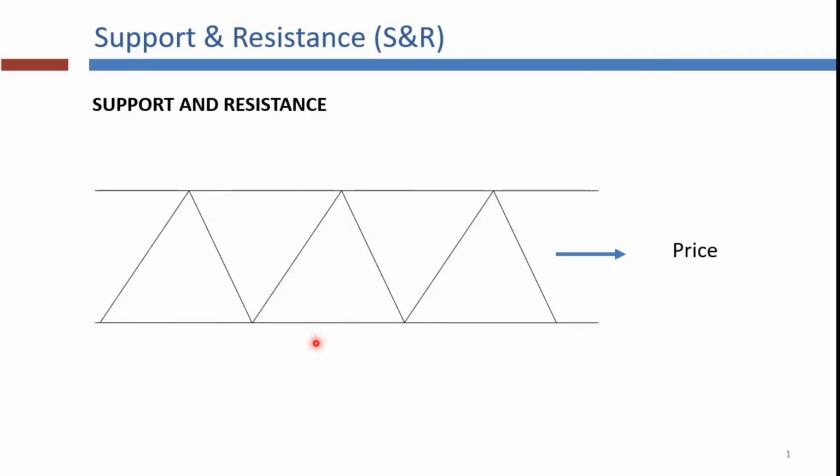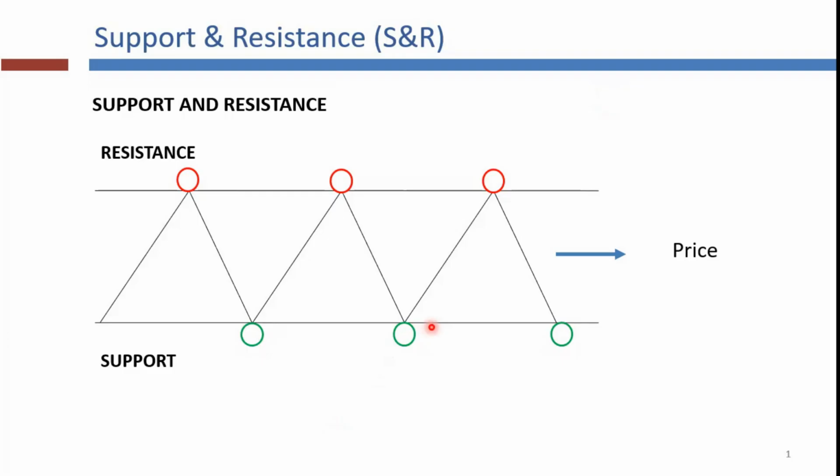Now, let us look at the terms. When price increases from a particular zone, that zone is known as support zone. In the same manner, when price decreases from a particular zone, that zone is known as resistance zone.